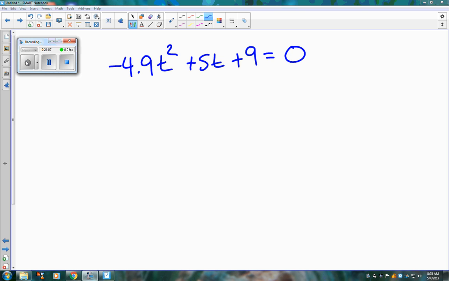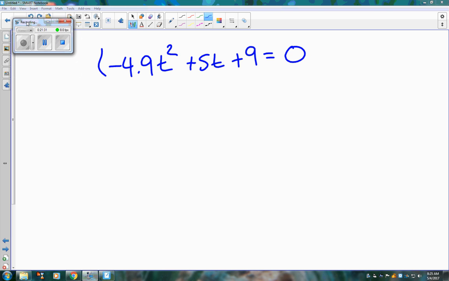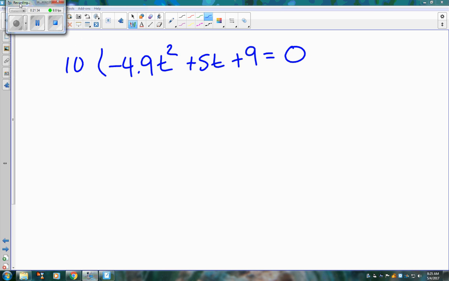Do y'all notice how I have a decimal point in this problem? I don't like decimal points. I don't want them. I hate them. So I'm going to multiply everything by what to get rid of the decimal point? 4.9. What moves the decimal point? 10. But what do I have right here? Negative. Do I like negatives? Negative 10. So I'm going to multiply everything by negative 10. What will this become?